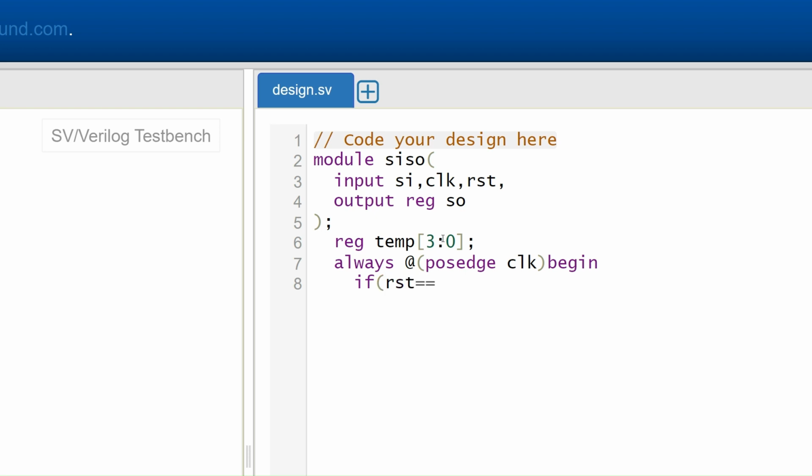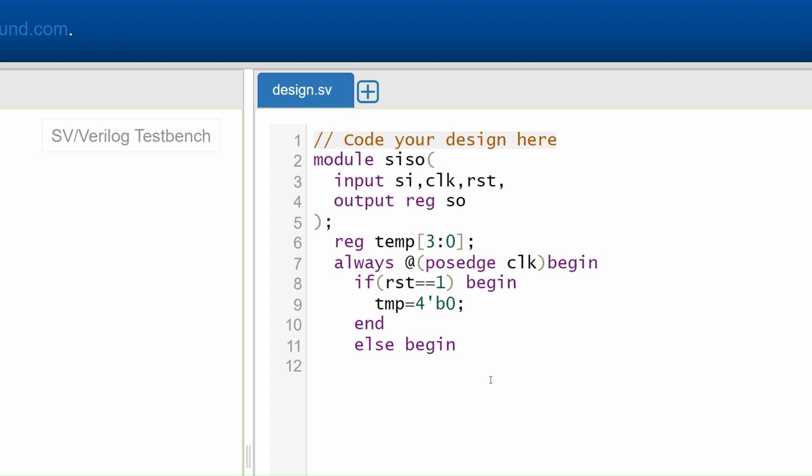If reset equal to 1, that means if the reset is high, then what we have to do is set all the outputs to 0. So I will make the temporary register 0, that means 4-bit 0, because there are 4 bits, right? And now if reset is not equal to 1, then what we have to do: first I will finish this, else begin.